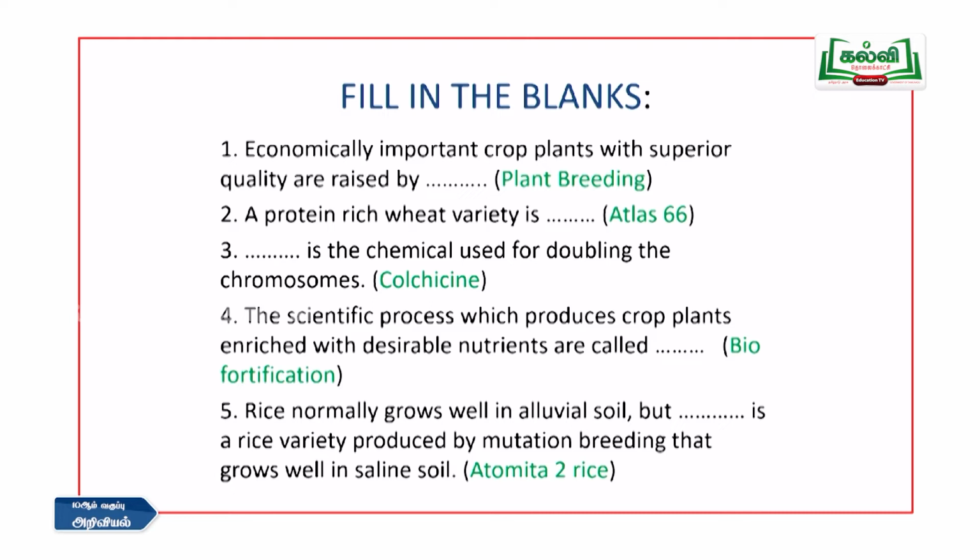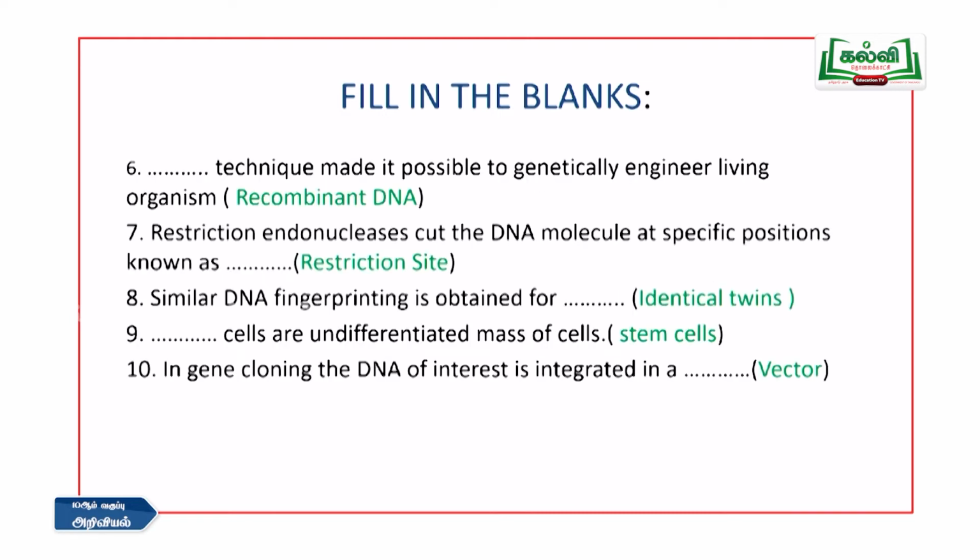The scientific process which produces crop plants enriched with the desirable nutrients is called dash. Biofortification. Question number 5. Rice normally grows well in alluvial soil, but dash is a rice variety produced by mutation breeding that grows well in saline soil. Answer: Atomita 2 rice. Then question number 6. Dash technique made it possible to genetically engineer living organisms. Recombinant DNA is the answer, you write it. Number 7. Restriction endonucleases cut the DNA molecule at specific positions known as dash. Think of the answer and write it: restriction site.